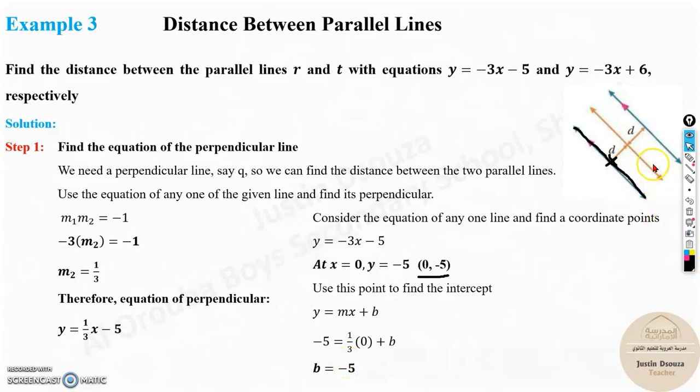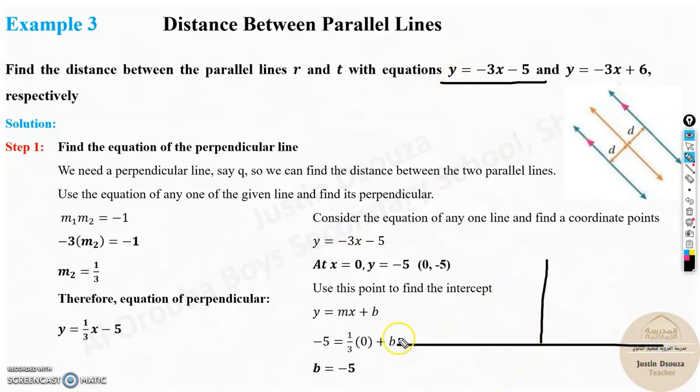I hope this much is clear. Now all we know is there is a perpendicular line having this particular equation. To find the perpendicular line we have used this particular equation. So we know this much now. Imagine this is one of the parallel lines. We now know the perpendicular line. We know the equation of this and this.